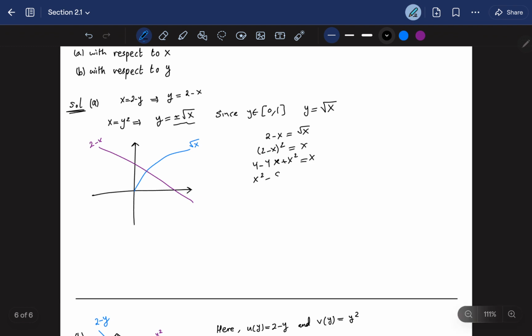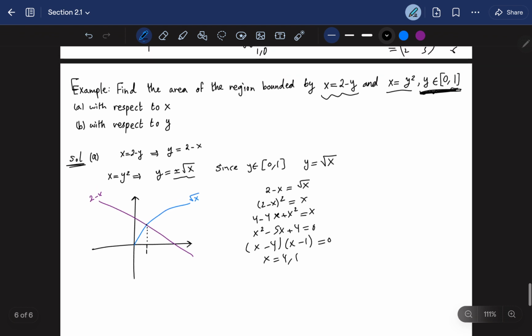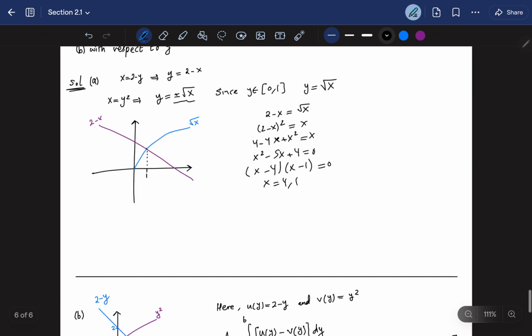Yeah. So now when you take it to the other side, you're going to have these 2 points. So x is 4 and 1. So this point of intersection here is 1. And there's another point of intersection, 4, but it's out of our domain, so I'm not going to take it.